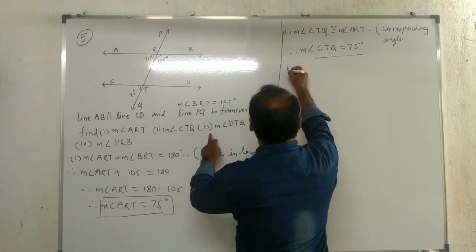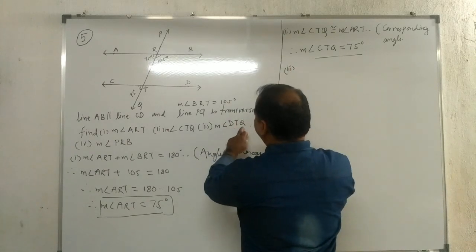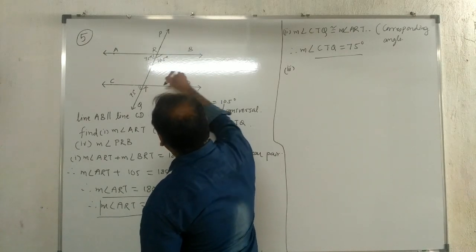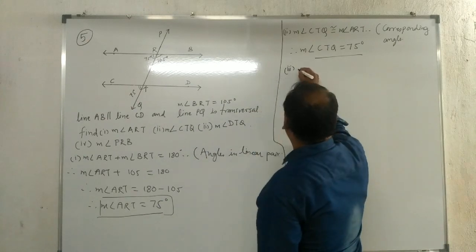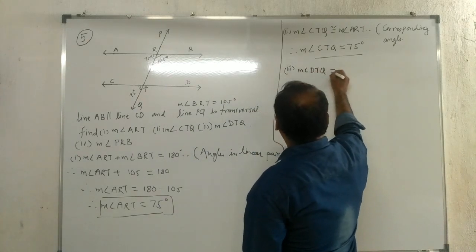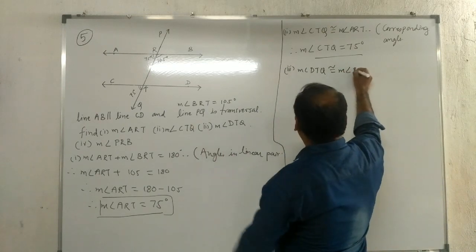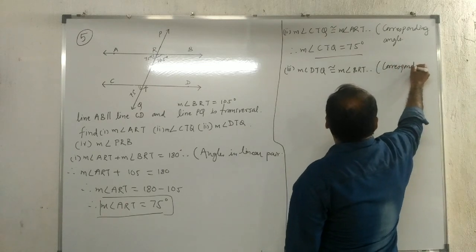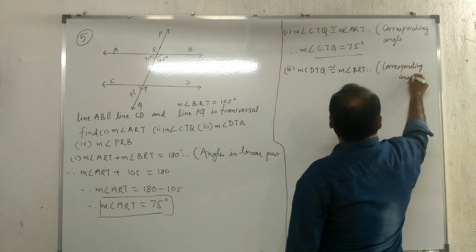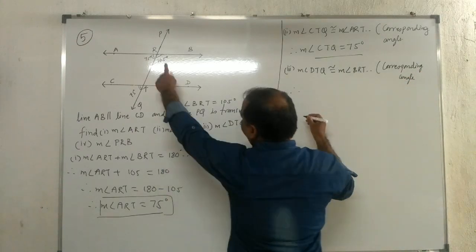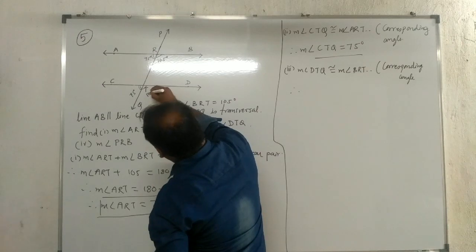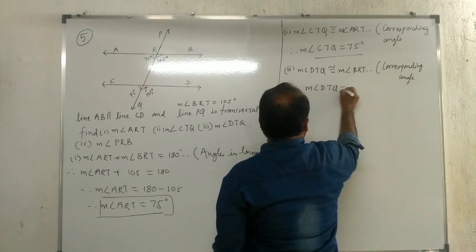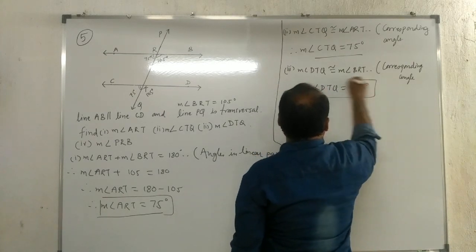Now third one, measure of angle DTQ. Measure of angle DTQ is congruent to measure of angle DRT, again the corresponding angles. So measure of angle DTQ is congruent to measure of angle BRT. Corresponding angles are congruent. Now BRT is 105, so DTQ is also 105 degrees.